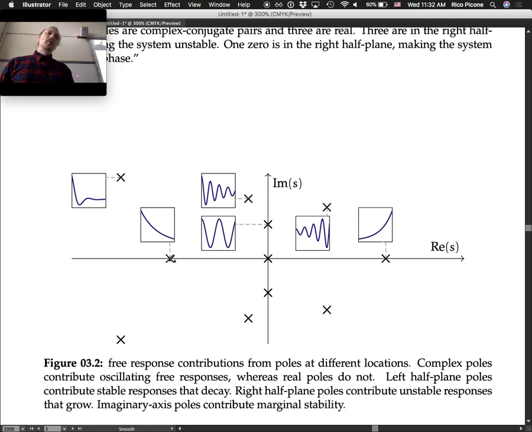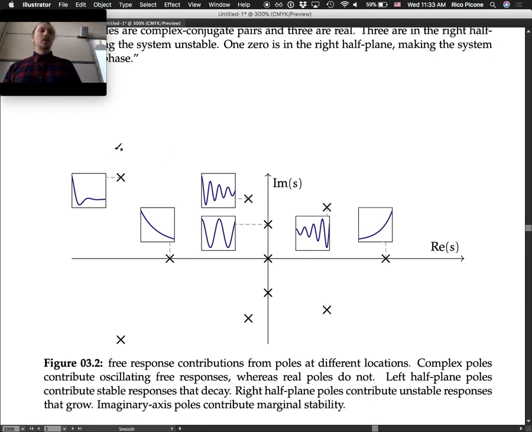Let's look at what a pole on the real axis contributes. Notice that its real part is negative. It's in the left half plane. So it's stable, right? As this one was stable, it goes back to equilibrium. This also returns to equilibrium, but it does so just as an exponential decay. All right? And it's a little bit hard to tell, but the decay is a little bit slower than this one was. And it turns out that this is a trend.